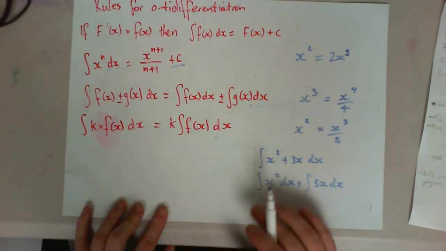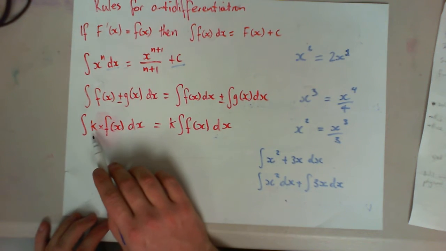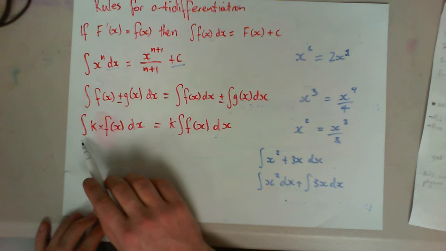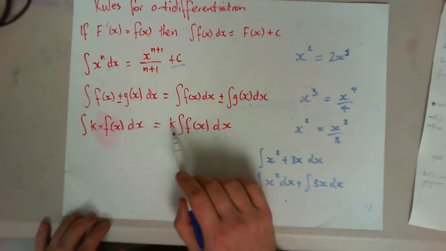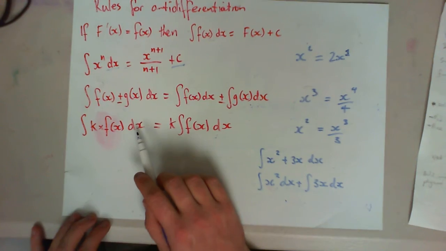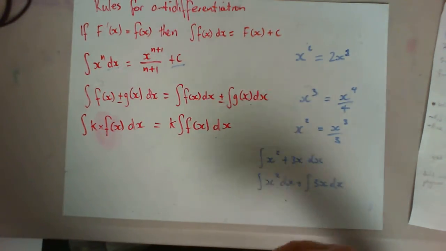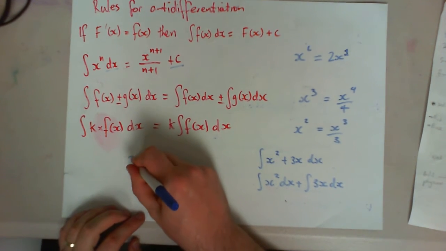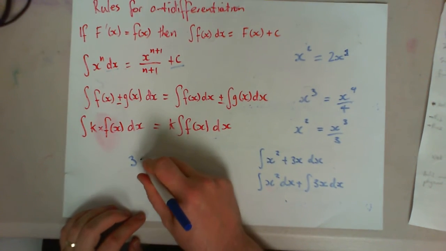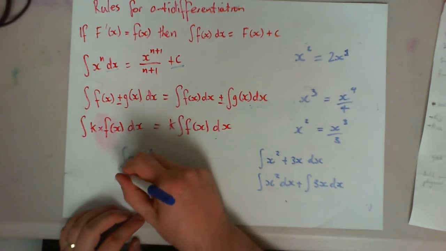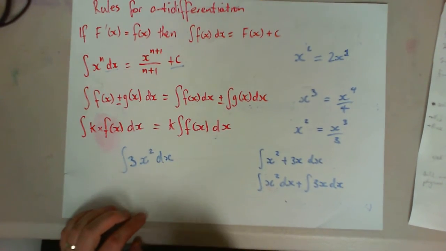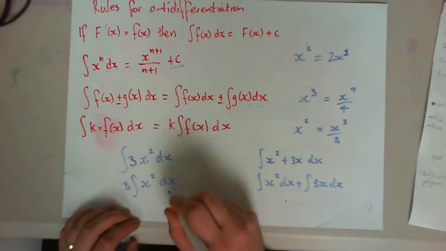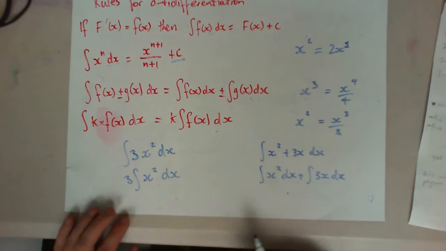So I'm allowed to take this thing, split it into parts and just do each part separately. For this one, we're saying that we've got some constant, some value k, and we're trying to find the antiderivative of k times f of x dx. What you simply do is bring the k out the front. Now this might seem a little bit weird, but essentially it's the way we handle the fact that we've got 3x squared. If we were trying to find the antiderivative of 3x squared dx, we can bring the 3 out the front.